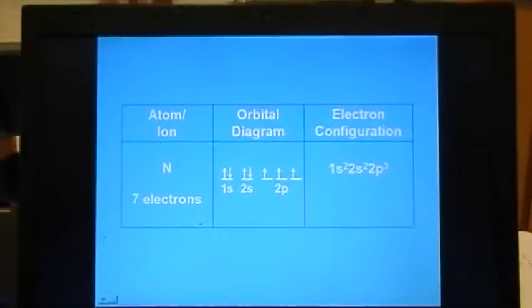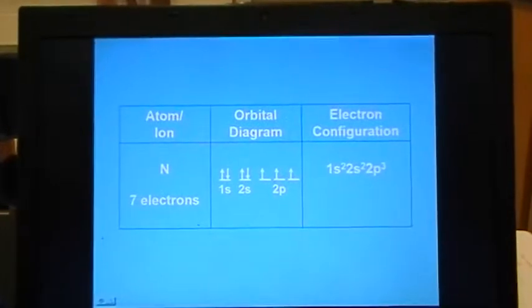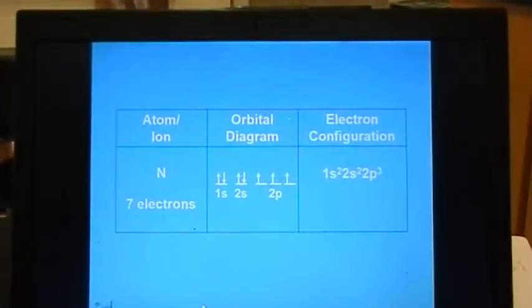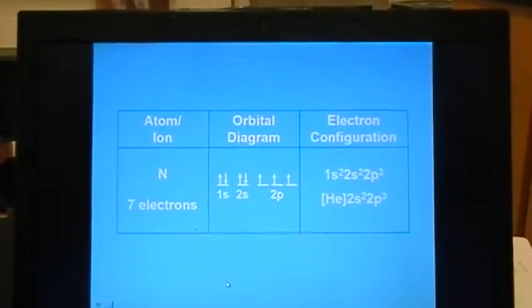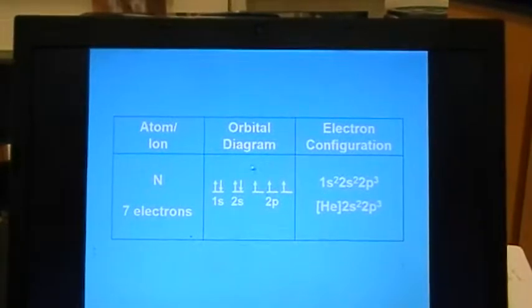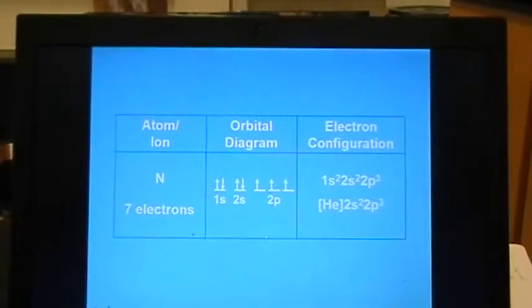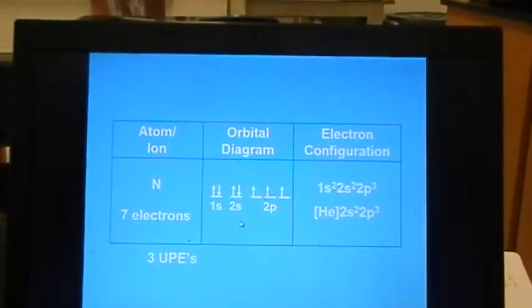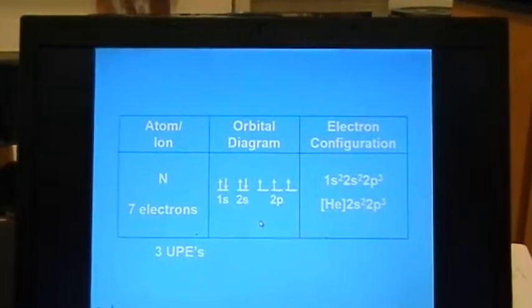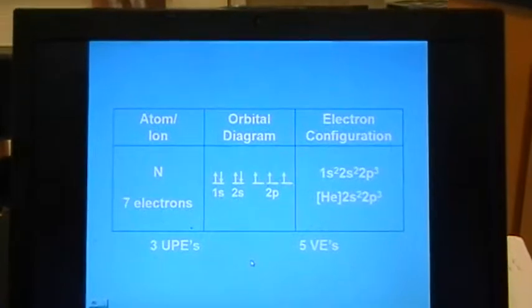Again, your book's going to refer to that as the SPDF. And then the valence electron configuration, helium would take the place of 1s again, leaving 2s2, 2p3. For our unpaired electrons, we're going to look at the 3 that are by themselves. And for our valence electrons, we're going to look at all the electrons that are in 2s as well as 2p, which would be 5.